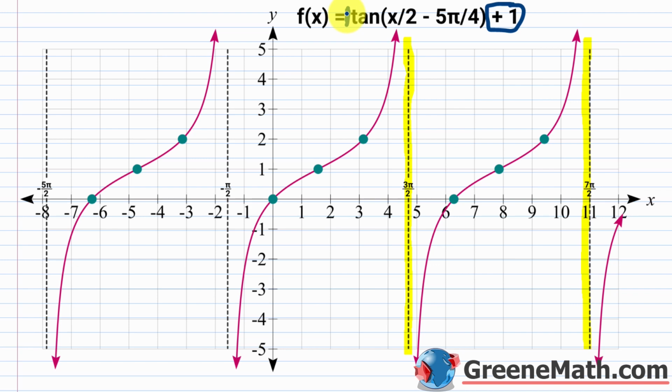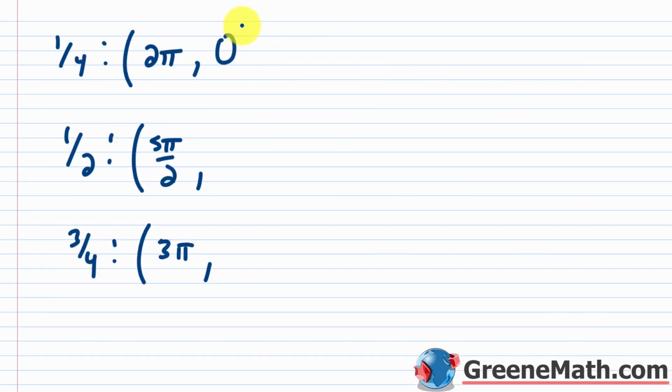So basically, all you have to do is take your normal y values, which you get -1, 0, and 1, and just move them up by 1. So in other words, instead of -1, you get 0. Instead of 0, you get 1. And instead of 1, you get 2. This is going to be 0. This is going to be +1. And then this is going to be +2. Again, that's coming from those basic points from the tangent graph.